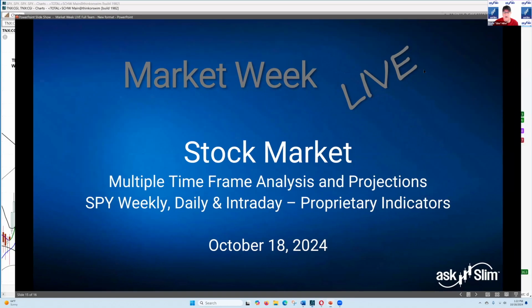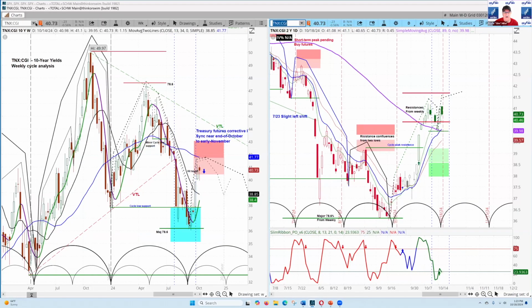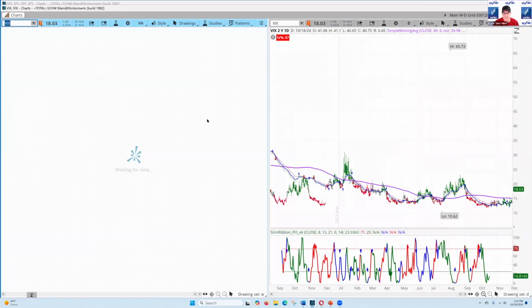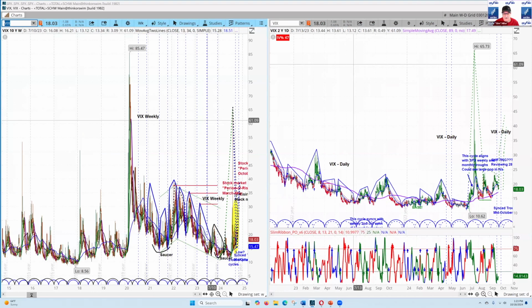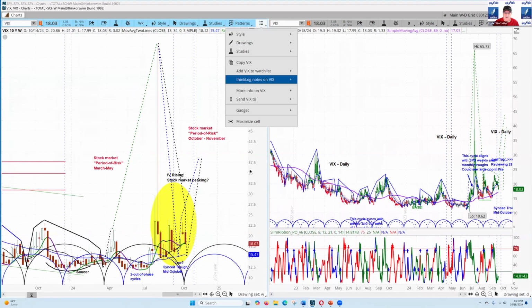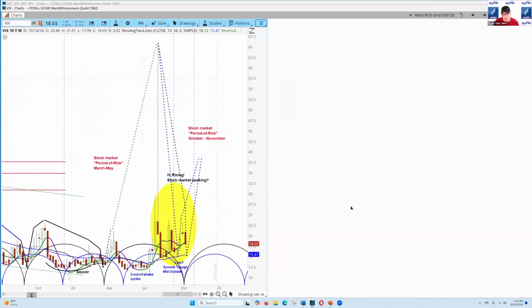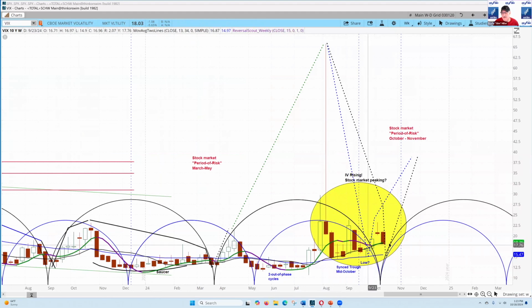So let's switch over to the charts right now. Let's start out by looking at the VIX first, because we had some people who have asked about the VIX. Let me just go to the weekly first. We have been in a period of an elevated VIX. It's very unusual for the VIX to be elevated at a time frame when the stock market is super strong.